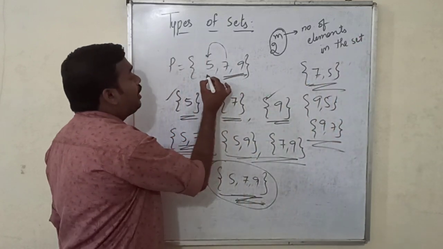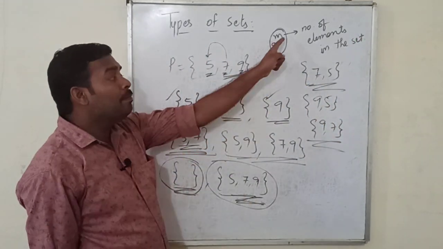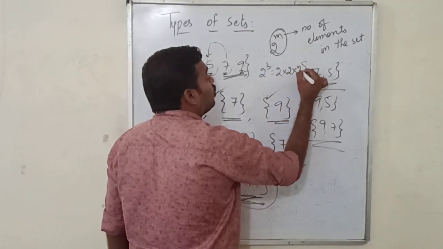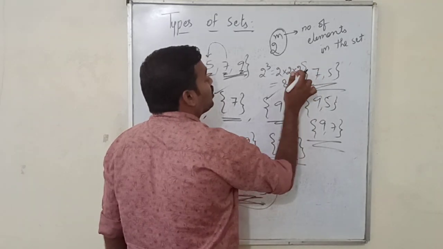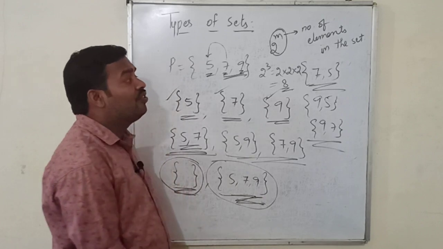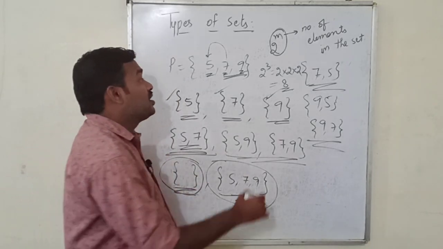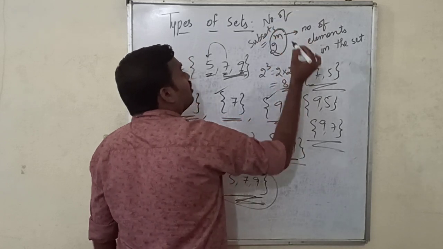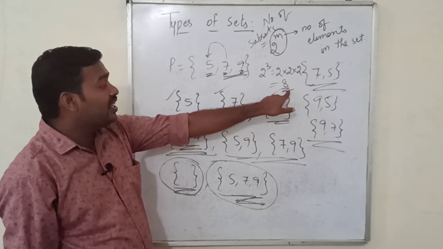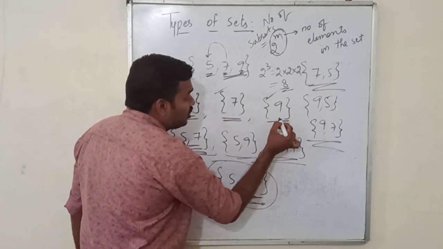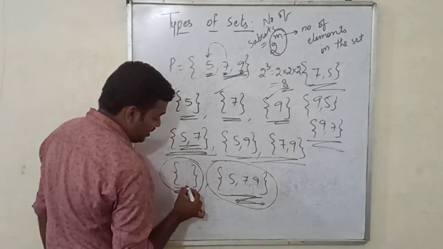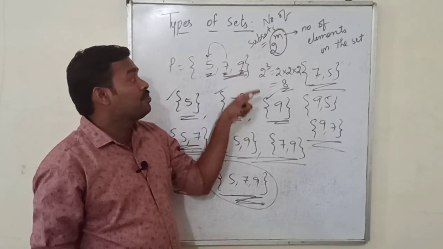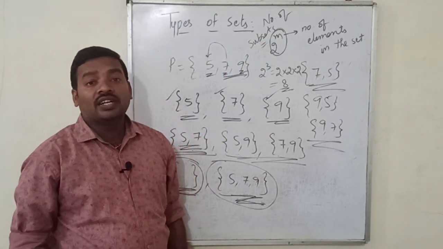Here we have 3 elements, 1, 2, 3. So m is 3. Then 2 power 3 is 2 into 2 into 2. 2 twos are 4, 4 twos are 8. So there should be 8 subsets. The number of subsets is 2 power m, where m is the number of elements in the set. We got 1, 2, 3, 4, 5, 6, 7 and 8 subsets for this set.